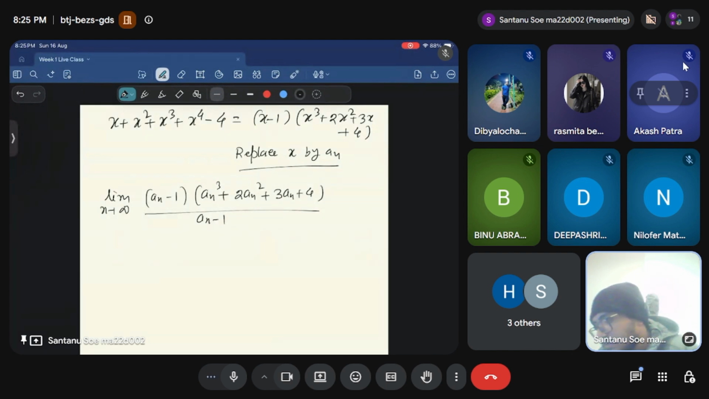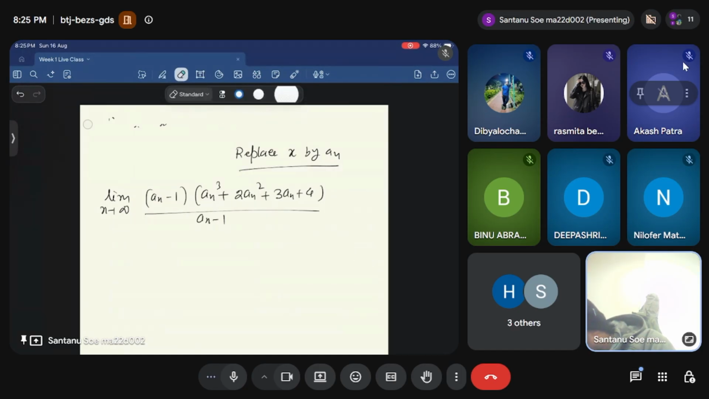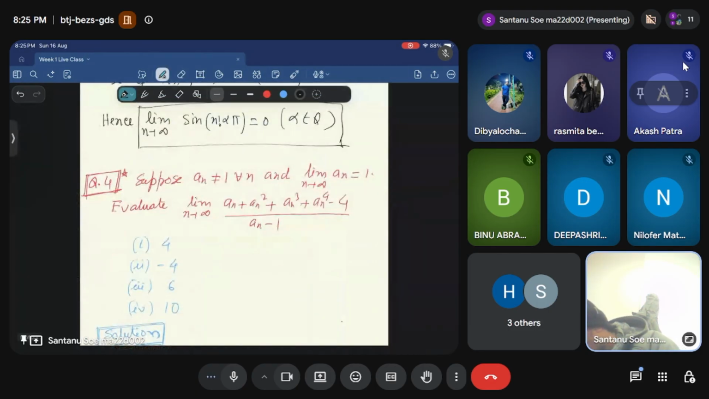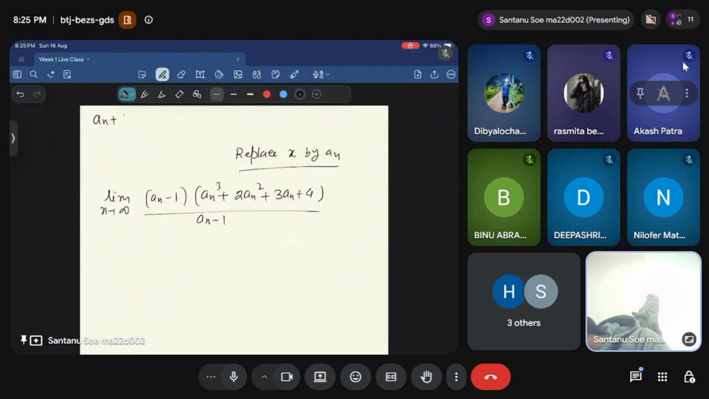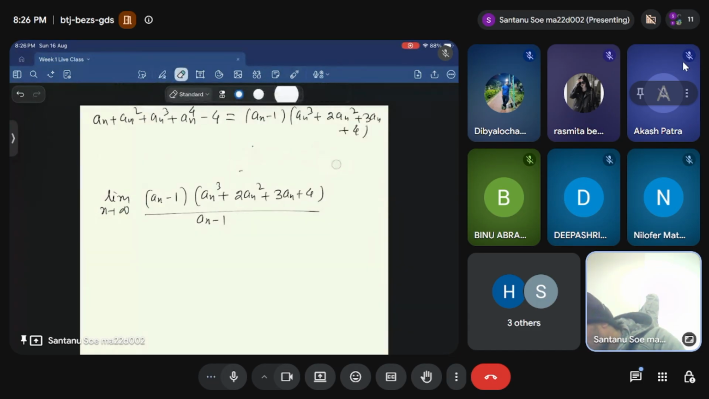So I think you guys are getting it confused. So yeah, let me write it in terms of an. an plus an square plus an cube plus n to the power 4 minus 4 equals (n minus 1)(n cube plus 2n square plus 3an plus 4). Okay, is this clear?